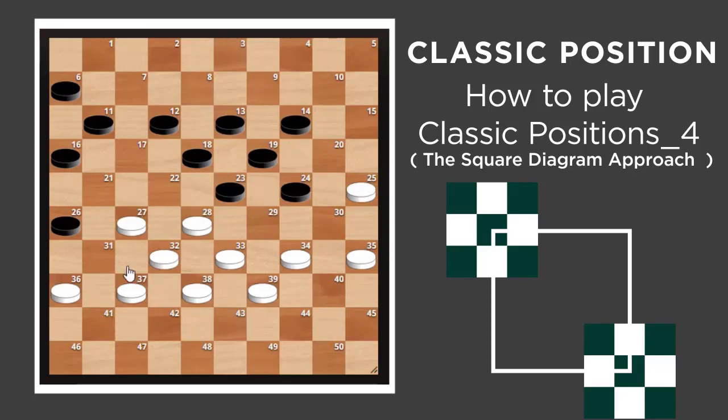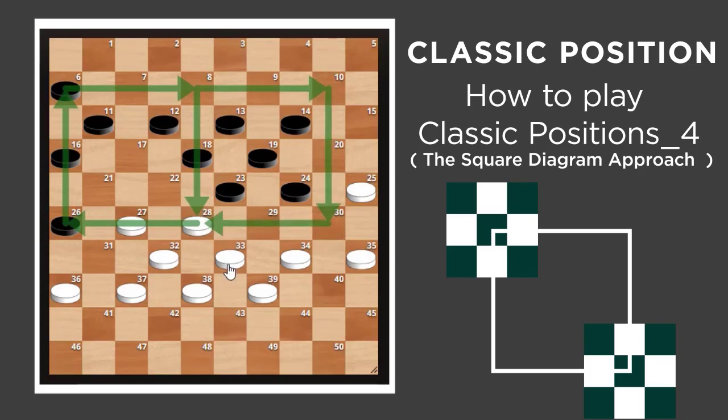In this tutorial, we're going to look at this classic position, and in this particular game, black played 21-26 by using the square diagram. We can consider playing 28-22 or 34-30. We'll look at the two variations. So first of all, let's look at the situation where white plays 28-22.